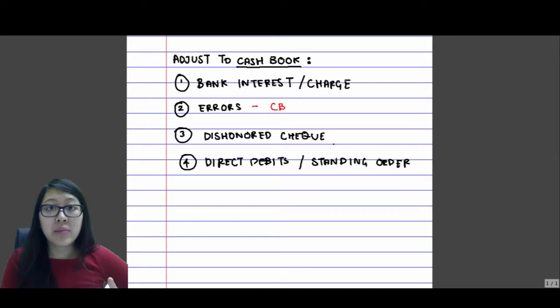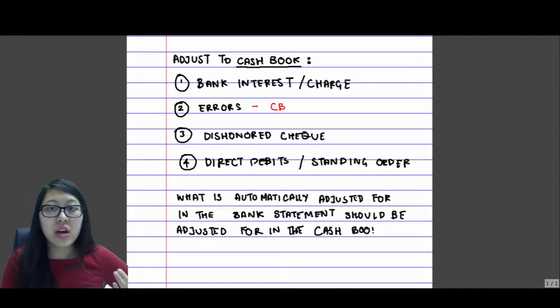Fourth is a direct debit or a standing order. These are transactions that are automatically done by the bank. So for example, if I have a fixed amount of electricity that I have to pay every month, $100, then I can ask the bank to automatically deduct $100 from my bank balance on a routine basis. So this is something that automatically adjusts in our bank statement, and I would need to manually adjust for it in my cash book. So in other words, whatever is automatically done in our bank statement should be reflected and adjusted for in our cash book.